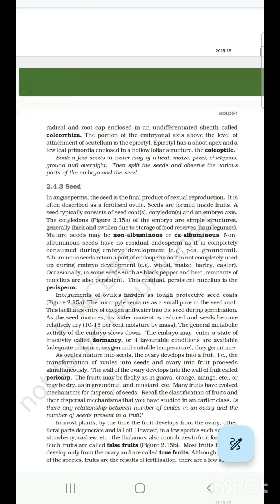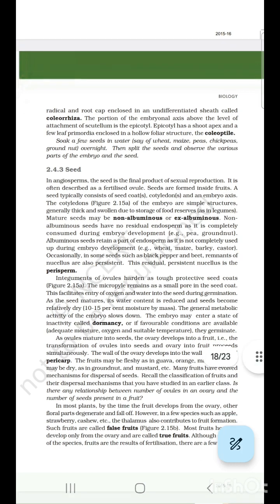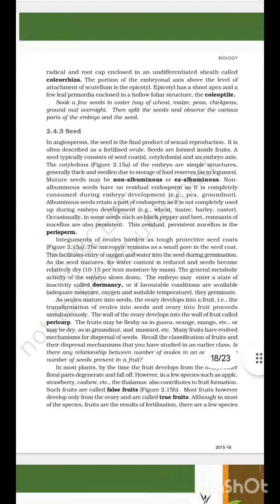Then the seed. In angiosperms, the seed is the final product of sexual reproduction. It is often described as a fertilized ovule. Seeds are formed inside the fruit. A seed typically consists of seed coat, cotyledons, and embryonal axis. The cotyledons of the embryo are simple structures, generally thick and swollen due to storage of food reserve in leguminous plants.